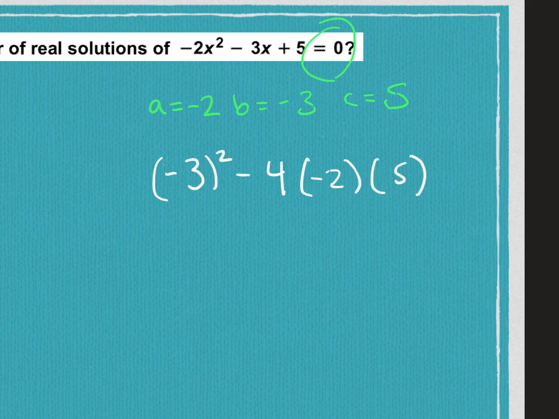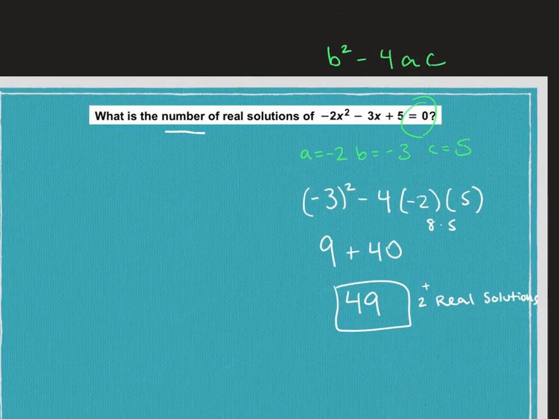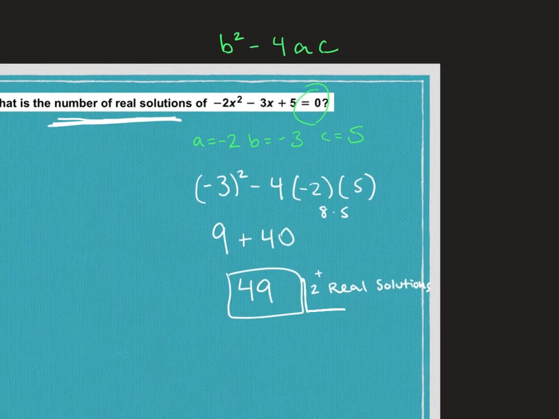What's negative 3 squared? Negative times a negative would be positive 9. And then what's negative 4 times negative 2? Positive 8. And what's positive 8 times 5? 40. So this would be a positive 40. So what's 9 plus 40? 49. So 49 is our discriminant. And how many solutions do we have? Awesome. Since this is positive, we have 2 real solutions. Yes, because the question asks us, what is the number of real solutions? So the question asks us for this part, 2 real solutions.